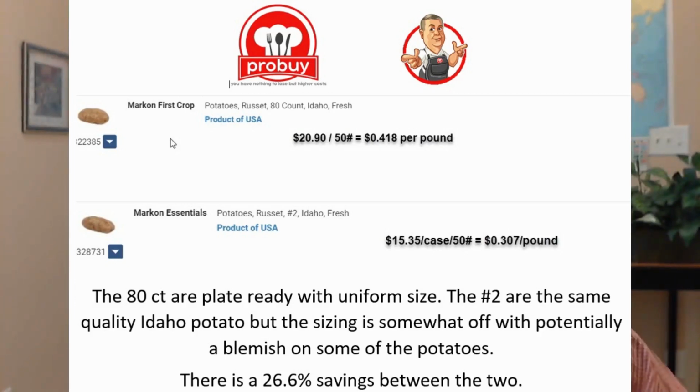But you take a number 2 Idaho Fresh russet, and if you notice, everything's the same. Is a number 2 as good as a number 1? No. But the differences are like blemishes, and you may see a few on the product. Again, with Marcon's quality, I don't believe it's going to be that much. But the sizes aren't going to be universal. The case may have a mixture of 60, 70, and 80 count product in it. So to me, this is the product you buy for something that you've got to put a knife to.